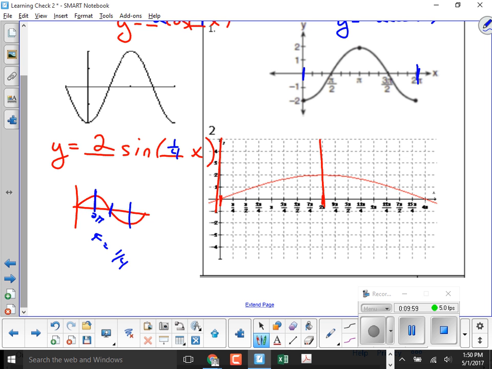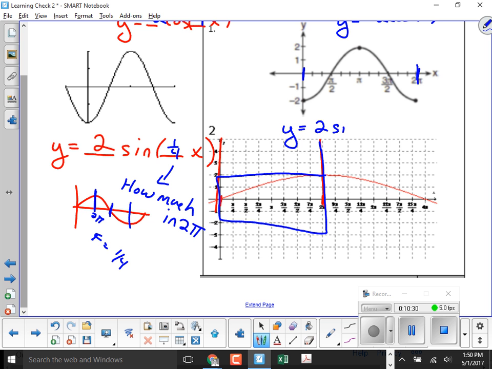Remember, this is the number that tells you how much of a cycle into pi. So we look at 2 pi, we draw a box around it. That's only a quarter of a cycle in there. It's a half of a hill. There's a hill and a valley in sine, right? So this is a half a hill, and a half of a half is a quarter. So our answer is going to be y is equal to 2 times the sine of x over 4, or 1/4 x. It doesn't matter.